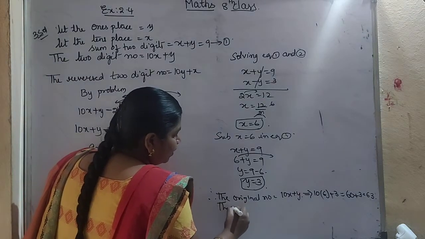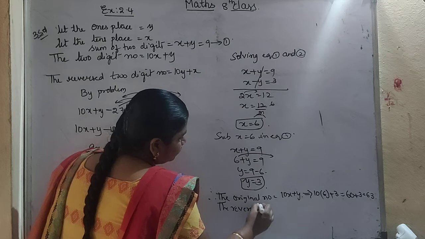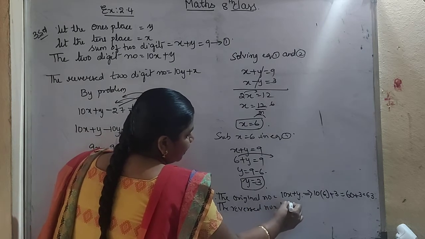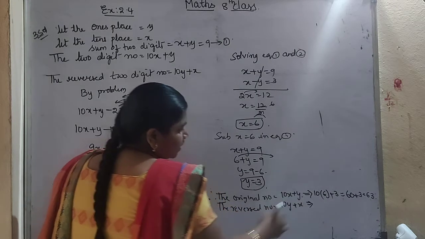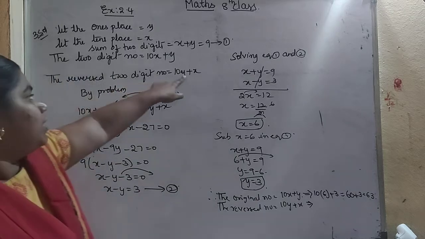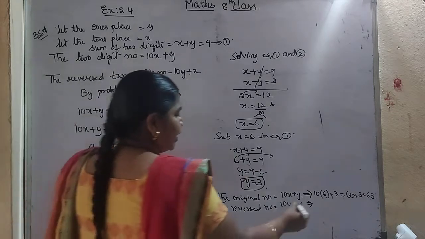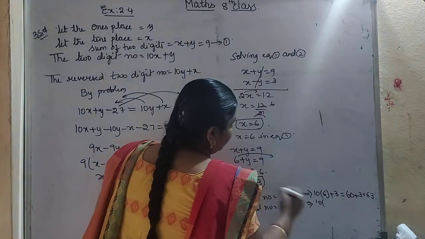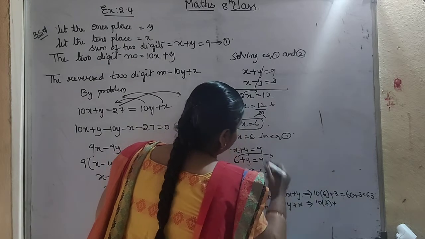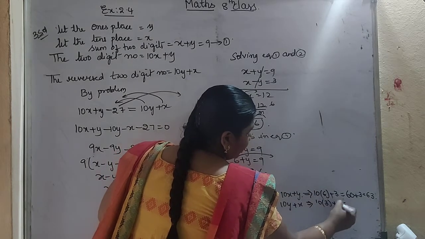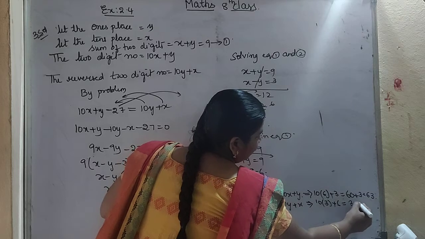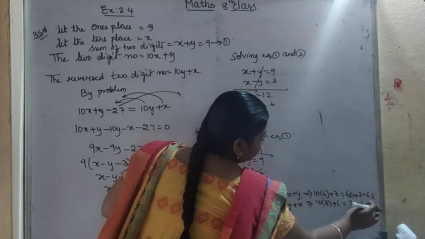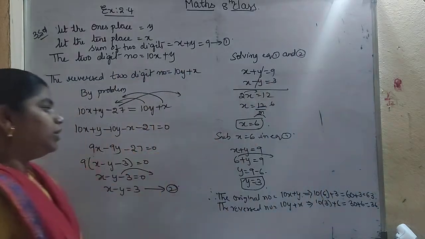Okay. So now what is the reversed value? We will see. The reversed number is 10y plus x. Yes, is it right? The reversed value is 10y plus x. So 10 times y, which is 3, plus x, which is 6. That will be equal to 30 plus 6. That will be equal to 36. The number has been reversed here.